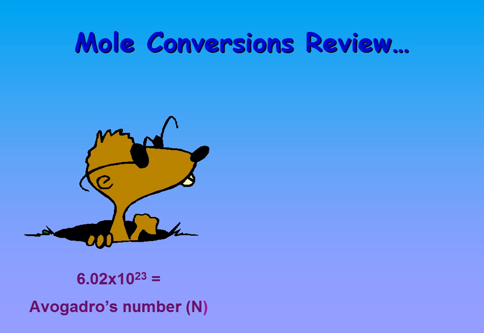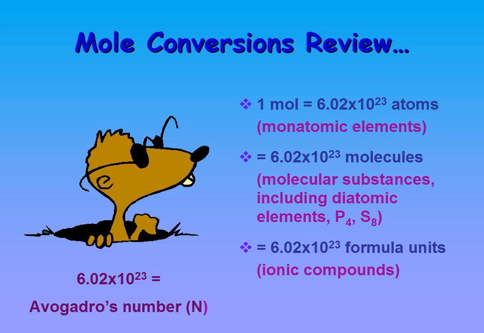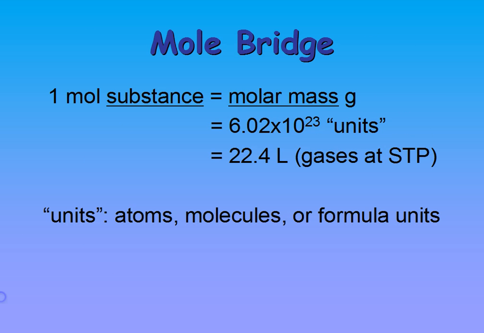As we've seen before, 1 mole is equal to Avogadro's number, and that's going to be applied to atoms, molecules, and formula units. We've also seen before that a mole is equal to its molar mass in grams. Our new value is going to be the 22.4, and that's going to be applicable for gases that are at standard temperature and pressure.